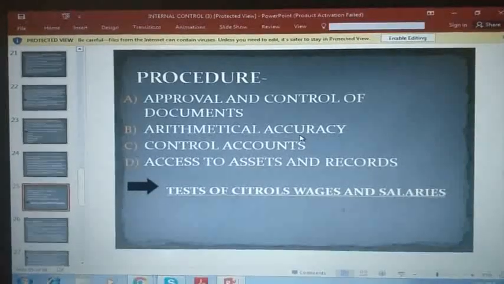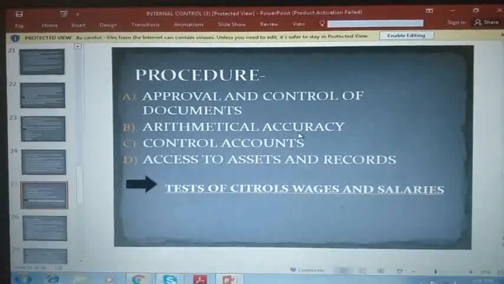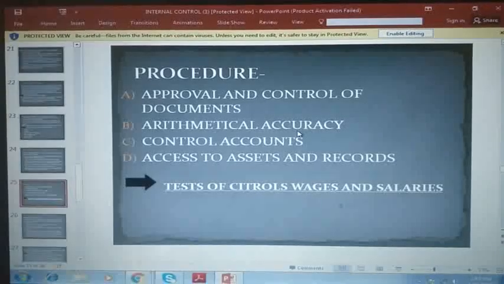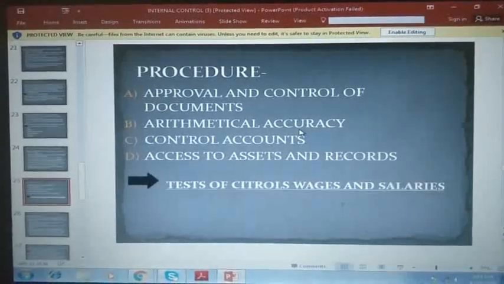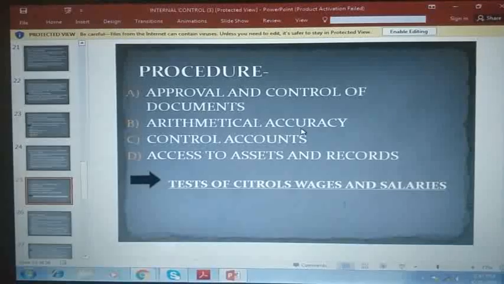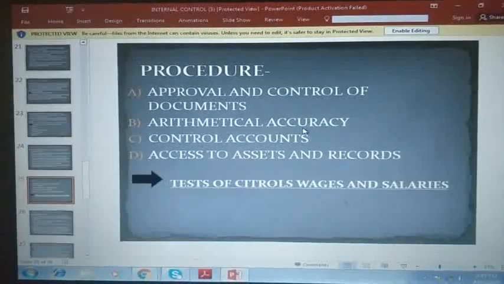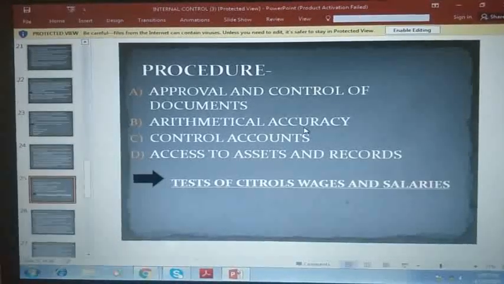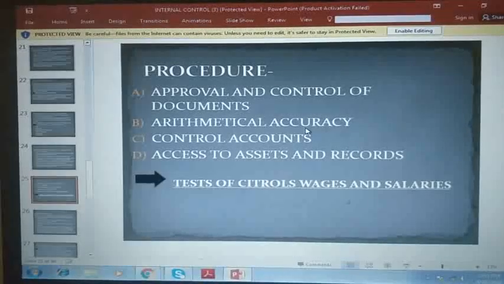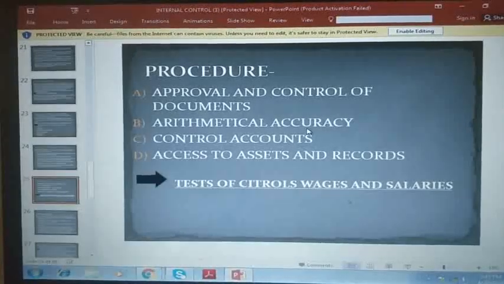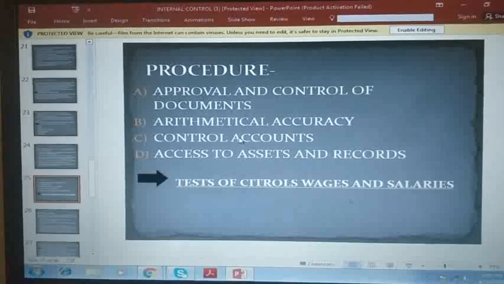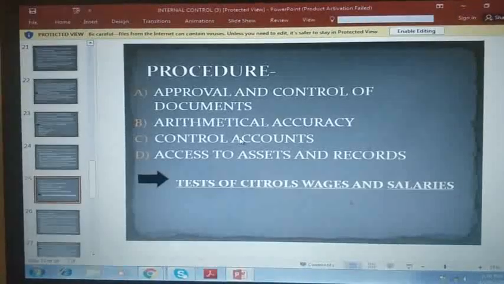Now next, you have access to assets and records. Now access to assets and records is basically you should know that payment should be made only by check or either by cash, and this payment will be directly transferred into the employee's bank account. If the employee is paid in the form of cash, then the payment will be made in the following procedure, okay? Now in case you're making payment in cash, you should take into consideration this procedure.